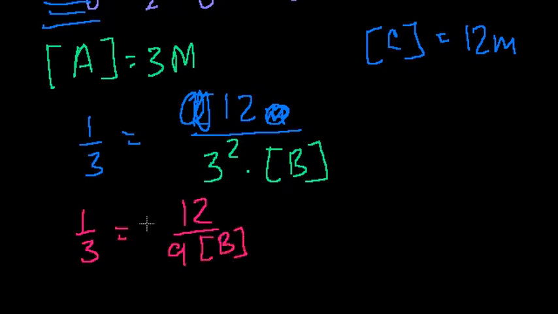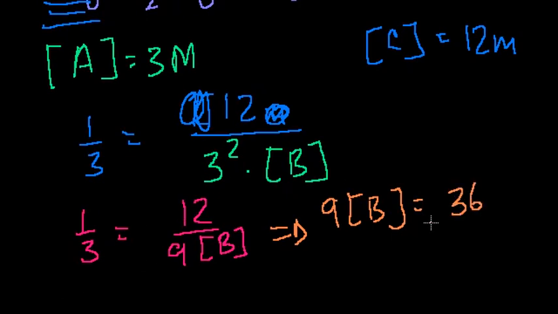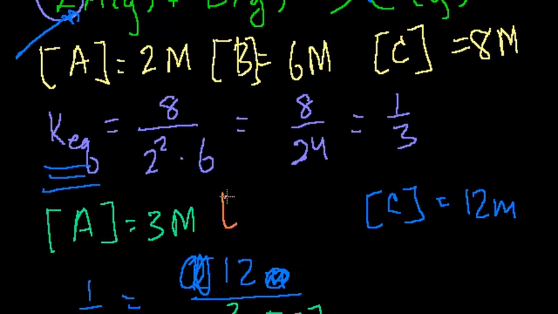So if we just cross multiply, we get 9 times the concentration of B is equal to 3 times 12, which is 36. And so divide both sides by 9. The new concentration of B is 4, or 4 molar. So B is equal to 4 molar.